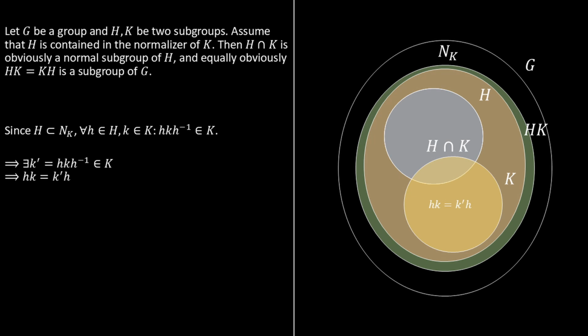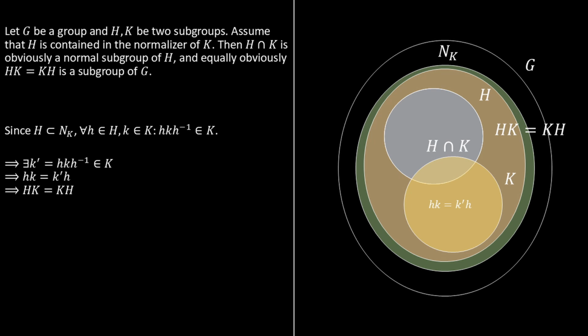And equally obviously, HK equals KH is a subgroup of G. Again, since H is in N_K, for all h in H and k in K, hkh^{-1} is in K. In other words, there exists k' equals hkh^{-1} in K, which implies hk equals k'h, hence HK equals KH.